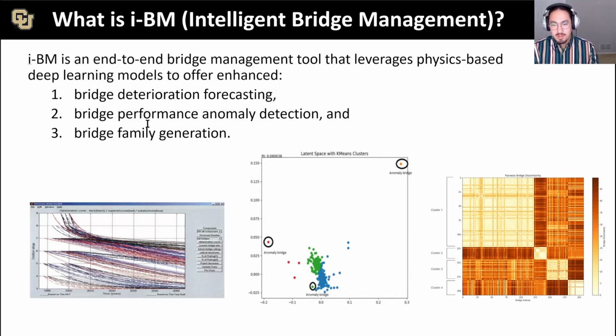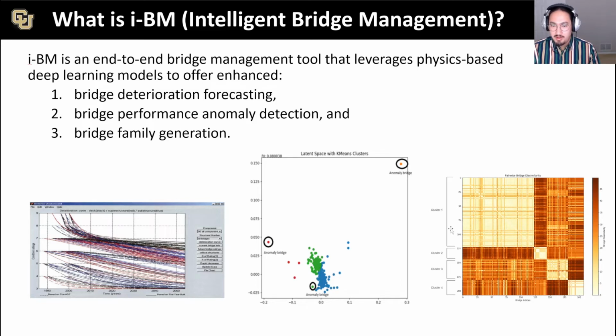We also have bridge performance anomaly detection. Essentially, these are clusters of bridges based on descriptors and features. And we are able to identify here, in the black outlined dots, the outliers for these clusters. And so this might help for identifying bridges that are behaving in a way that an anomaly would and would be out of the norm.